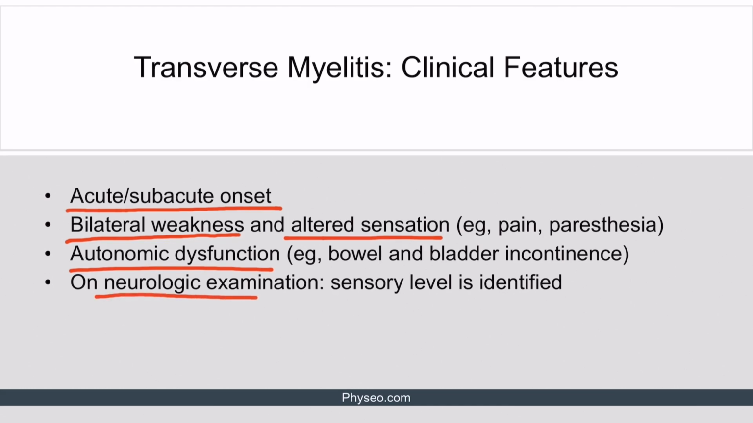Importantly, on neurologic examination, sensory level is identified, which helps expect the lesion level in the spinal cord. Recall that sensory level is the lowest level detected on physical exam with normal pinprick and light touch sensation. The sensation is absent or diminished below the sensory level.